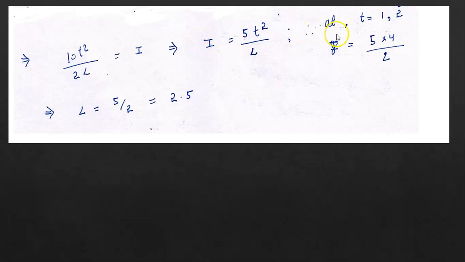Now at t is equal to 1 and 2 seconds, at t is equal to 1 second we have I is equal to 2 amperes. So we will get the value of L equal to 2.5. We can see I is equal to 5t square by L satisfies the current equation at both the time values, t equal to 1 and t equal to 2. So the given circuit element is an inductor and its value is 2.5. This numerical is also solved. If you have any doubts, please ask in the comments.